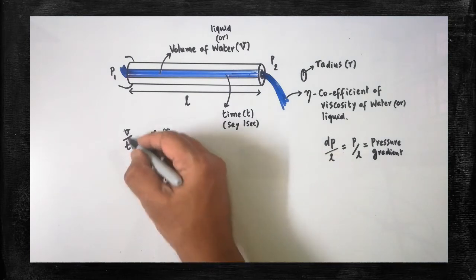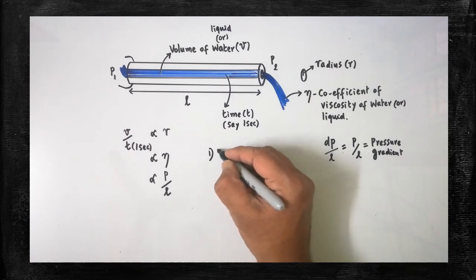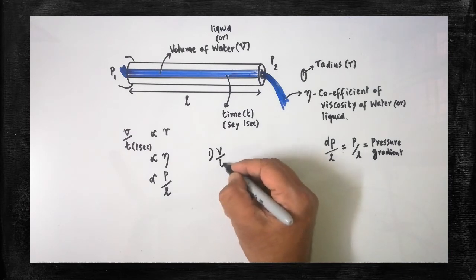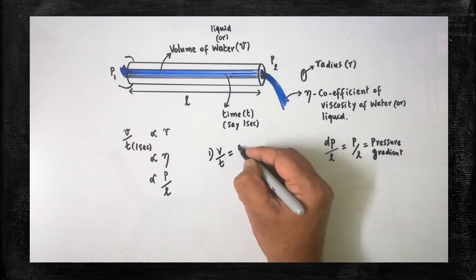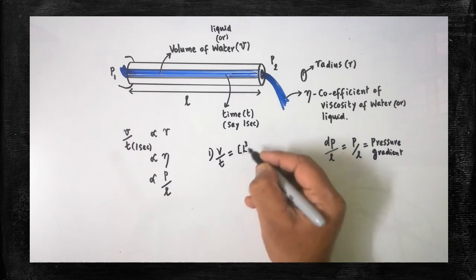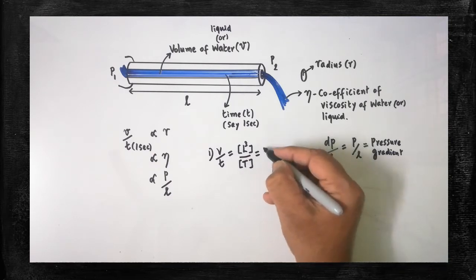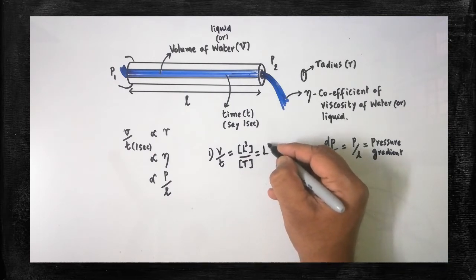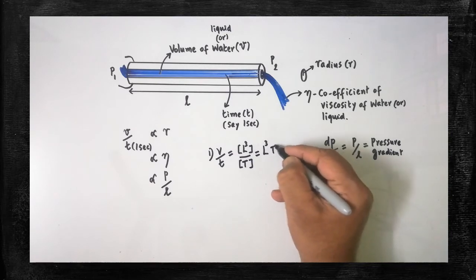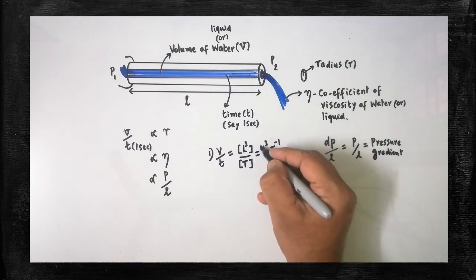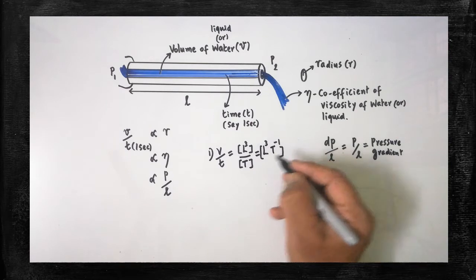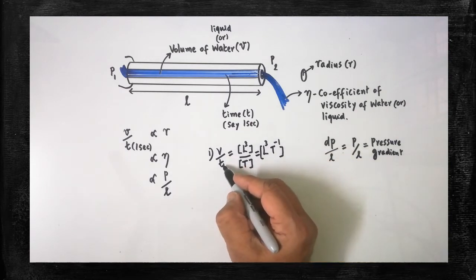Understood? Let's take the first one, V by T: volume divided by time. The dimensional formula of volume is L cube, and time is measured in terms of T. So finally we can write it as L cube T power of minus 1. This is the dimensional formula for the volume of liquid flowing per second.